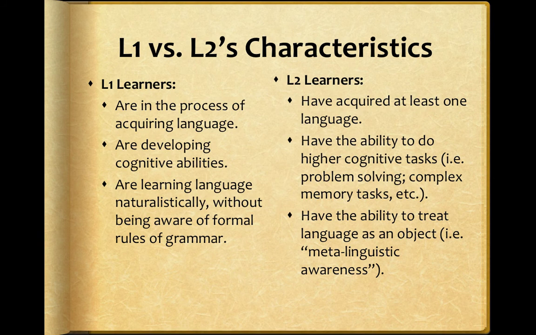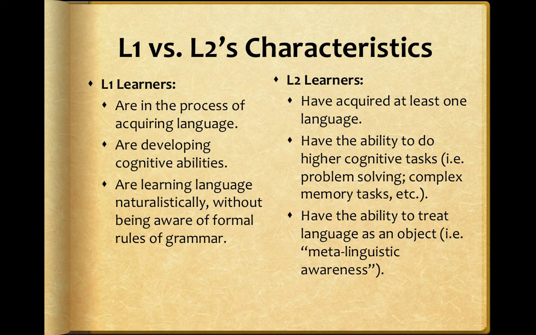So we've talked about the process of first language acquisition and some theories. So now let's think about the characteristics of first language learners and second language learners. We've all been first language learners. Some of us have been second language learners. So L1 or first language learners are in the process of acquiring language. They are developing their cognitive abilities and they are learning language naturalistically without being aware of formal rules of grammar. And so in a way, this is a review from the last PowerPoint.